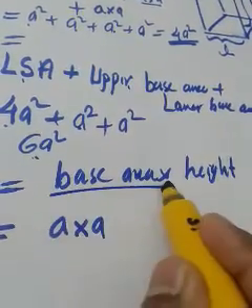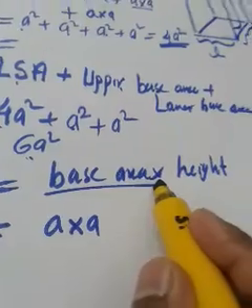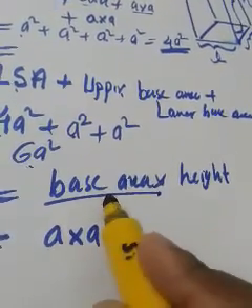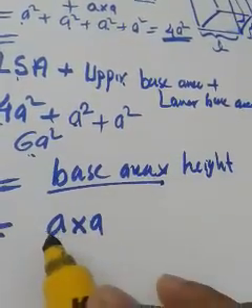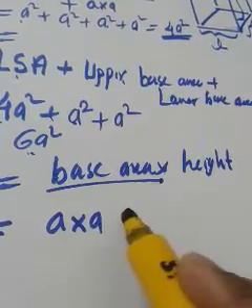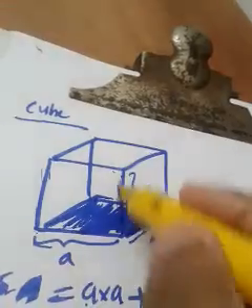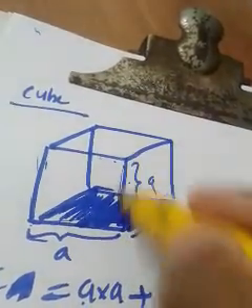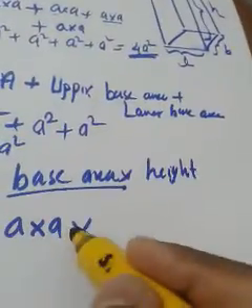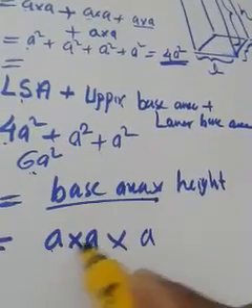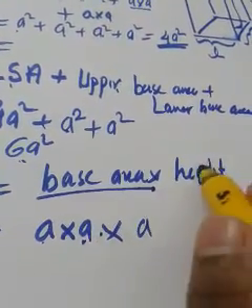Base area is done. Base area means the area of the square. Here the square is the base; in many solids it will change. So base area here means the area of the square, that is side into side, a into a. What is height? This one is the height, and that is again a here. So base area is a into a, side into side, into height, which is nothing but a here.